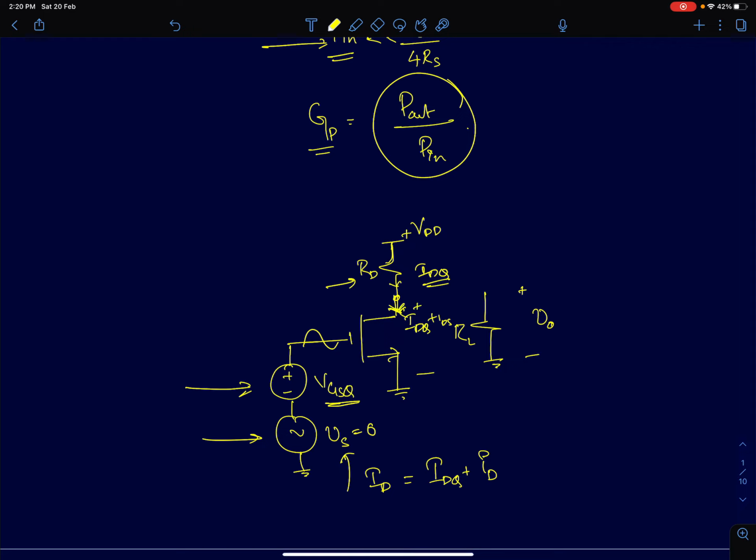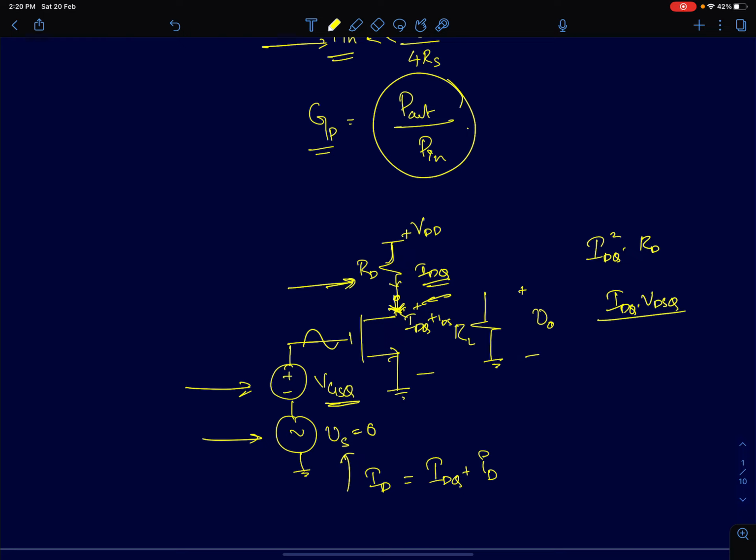Now if you see, the resistor here is a passive device, so it can only absorb power. So the power absorbed by the resistor is IDQ squared times RD. And the MOSFET is also going to absorb power because current is flowing from the higher to the lower potential. So it's also absorbing power, and it's given by IDQ times VDSQ.